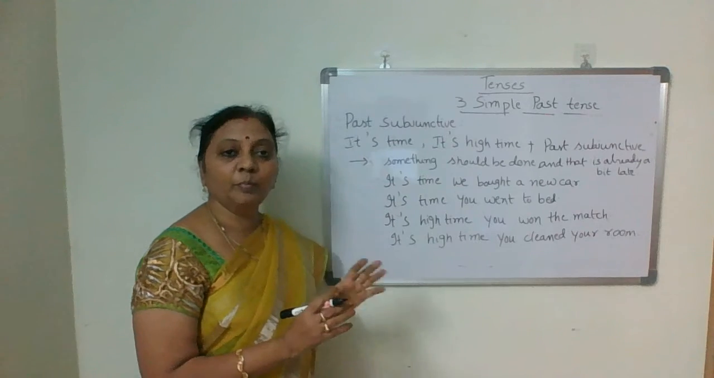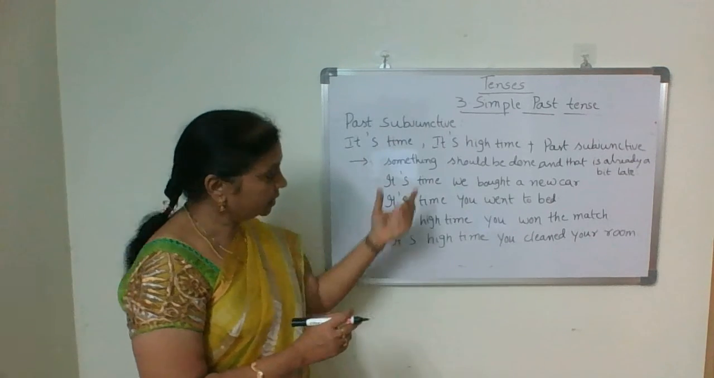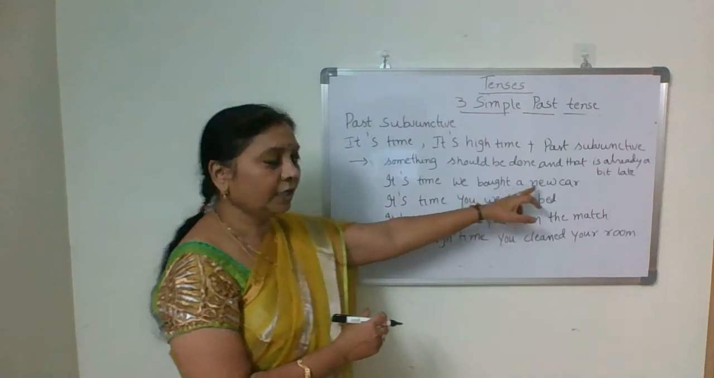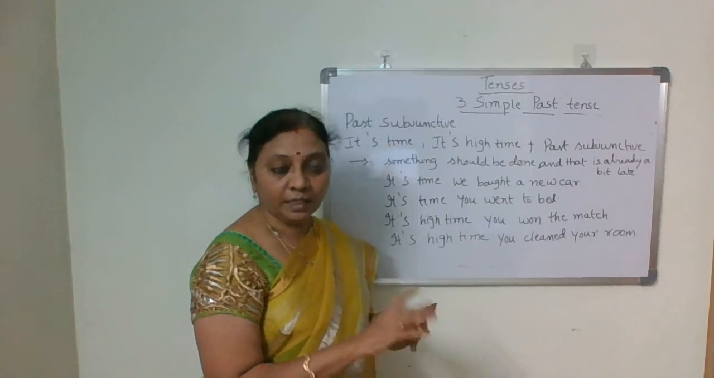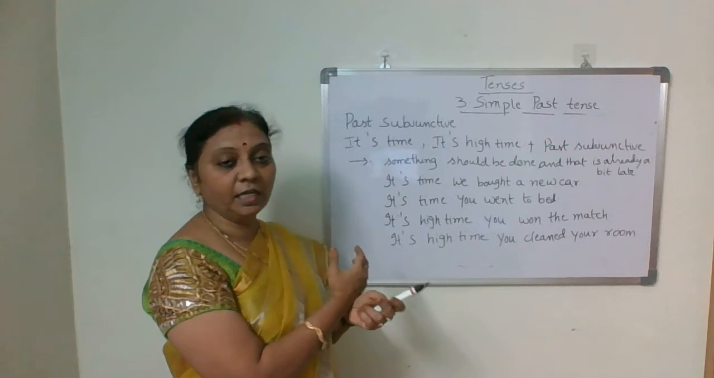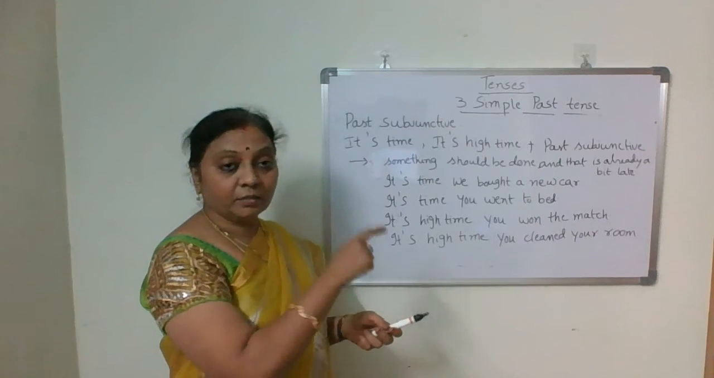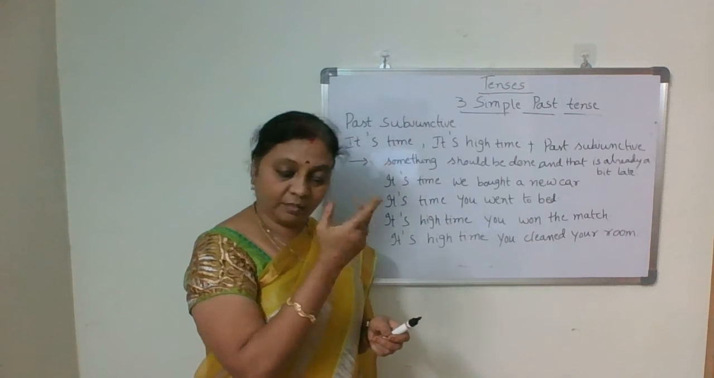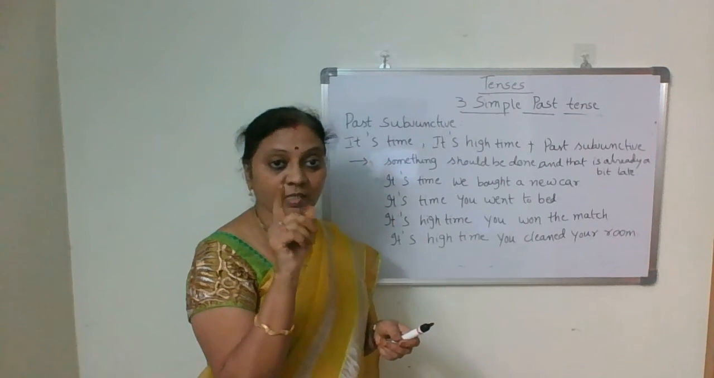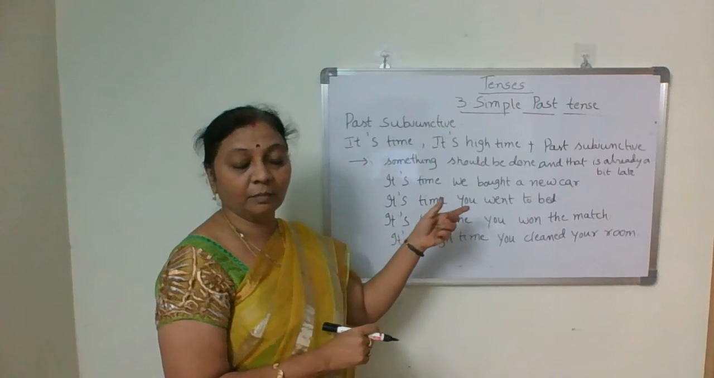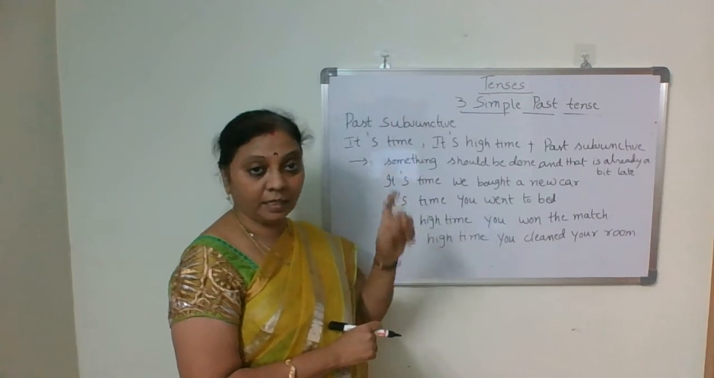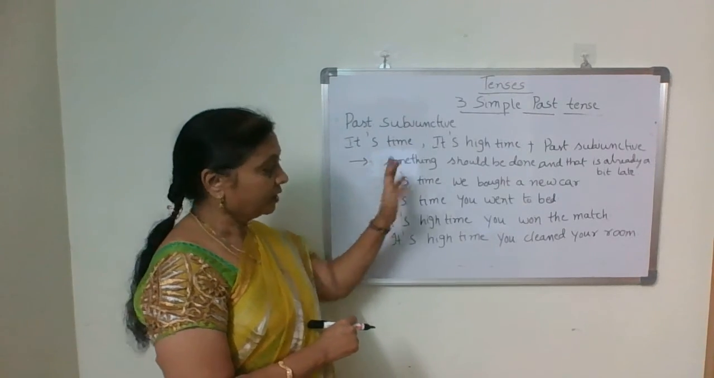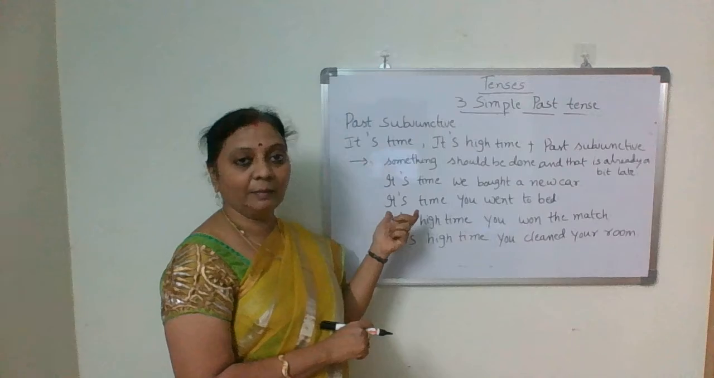Okay, let us see the examples. It's time we bought a new car. It's already late. We should have bought a new car by this time, but it's already late. Do you remember modal verbs, should or any modal verb plus have plus V3? They talk about past and unreal situations. It's almost like that. Something should be done, but it's already a bit late.